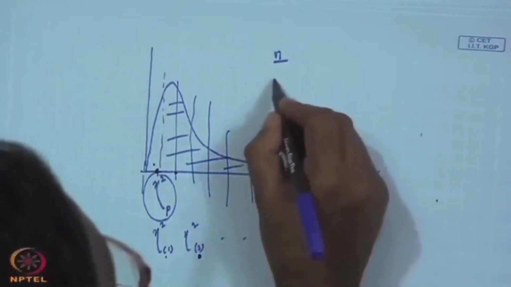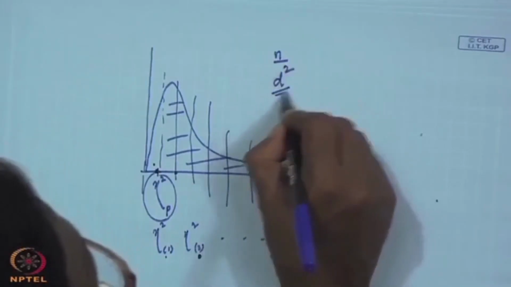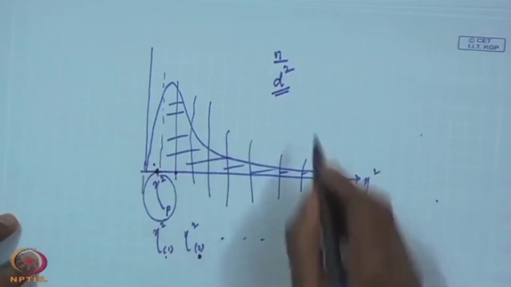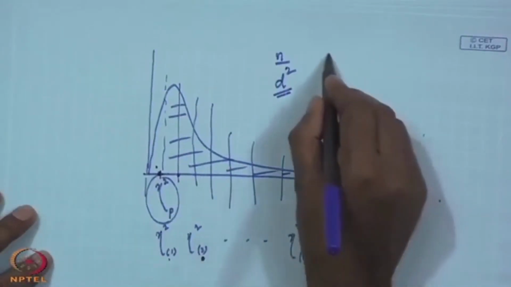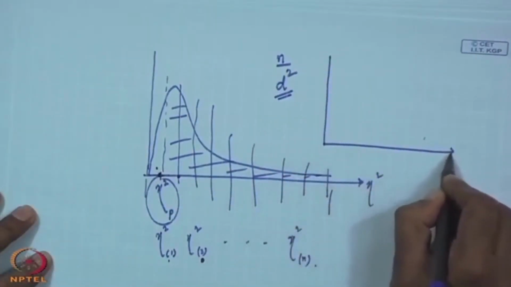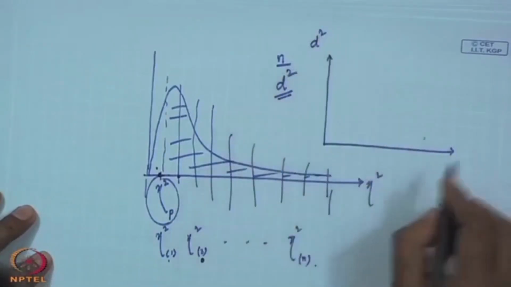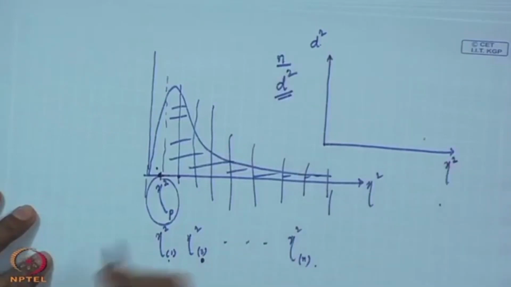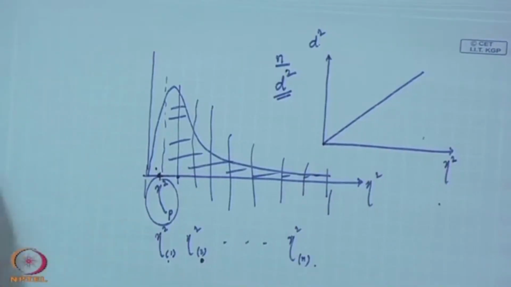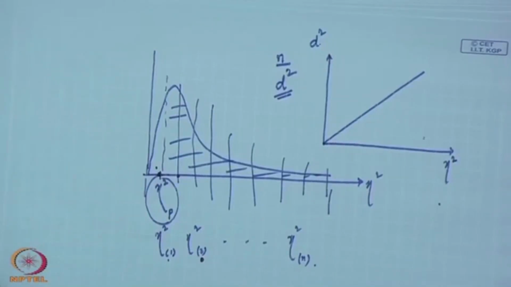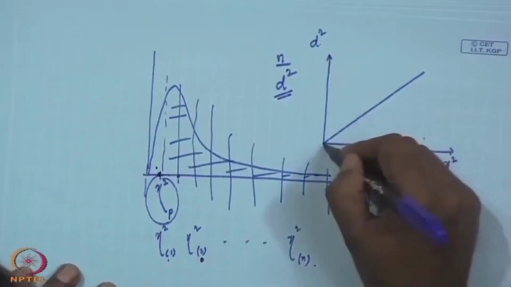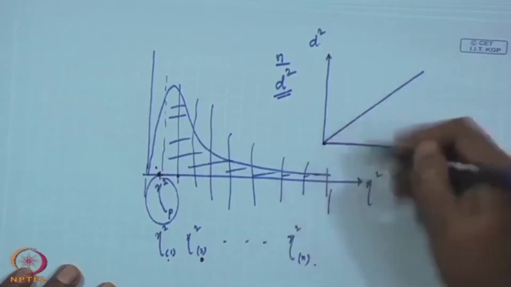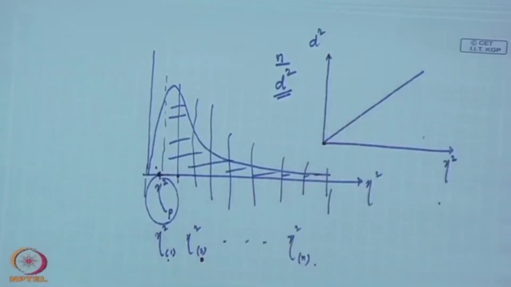Now, as we said, d square is chi-square distributed. So, there will be a relationship between d square and chi-square. If you plot d square on this side, or di square, and chi-square on this side, you will get a straight line like this. It will be a straight line, a linear relationship.